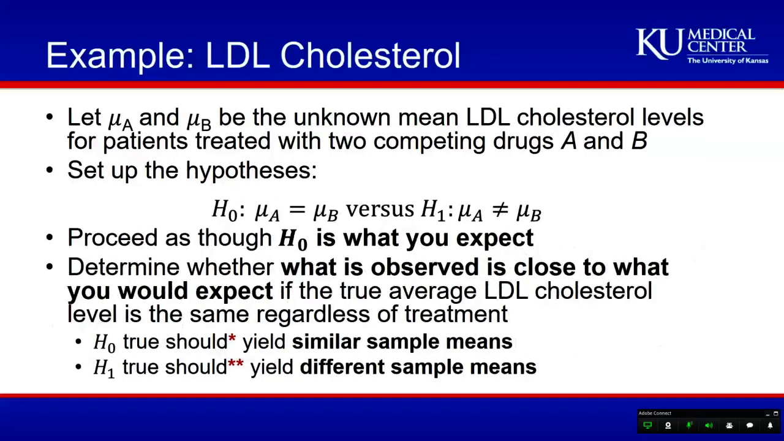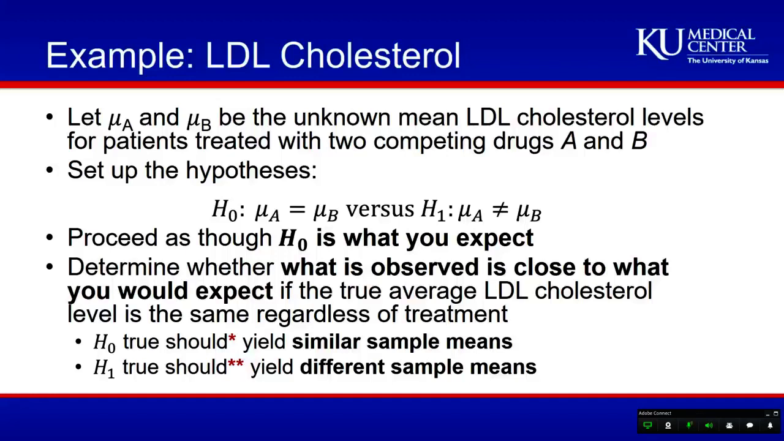The way that hypothesis testing works is that we actually assume the current state of science, the current state of scientific knowledge. We assume that that is what we're going to expect, that we're not going to find anything. And then we perform the study, we collect the data, and once we have observed outcomes for patients, we compare what we observe in the sample to what we would expect if the null hypothesis were true.